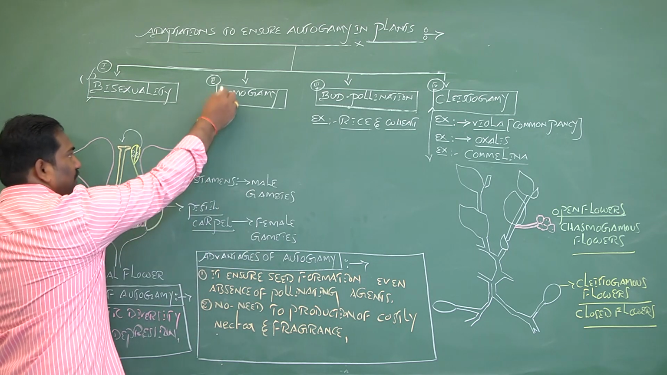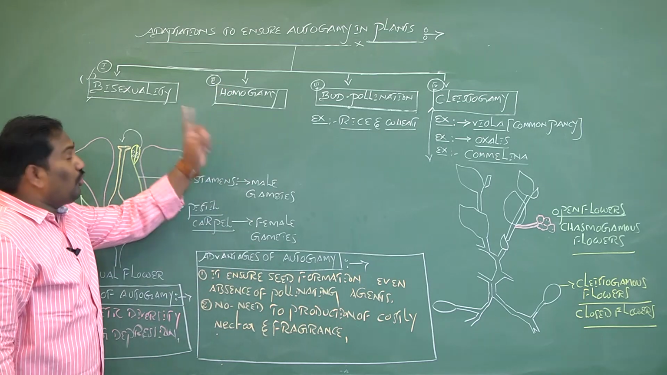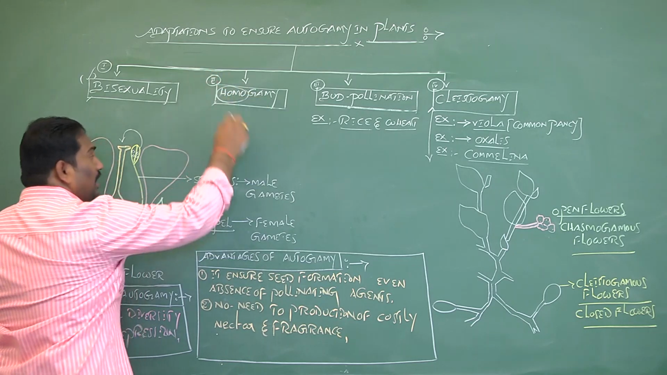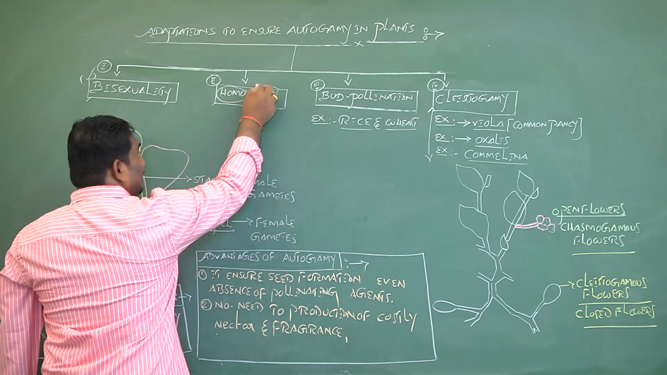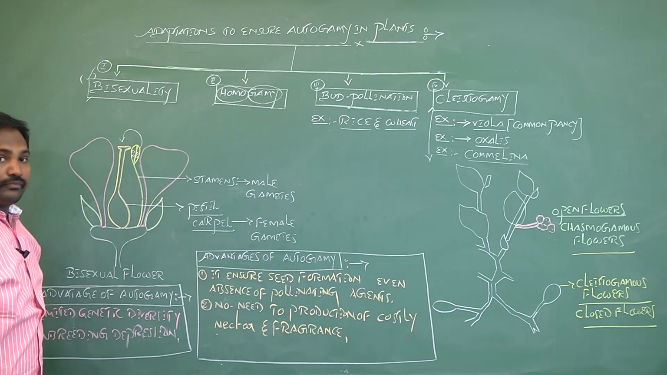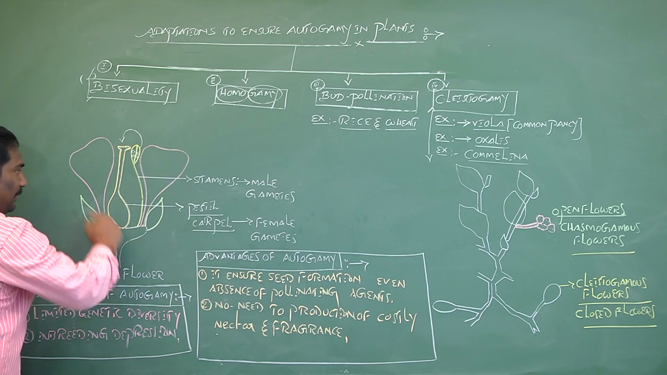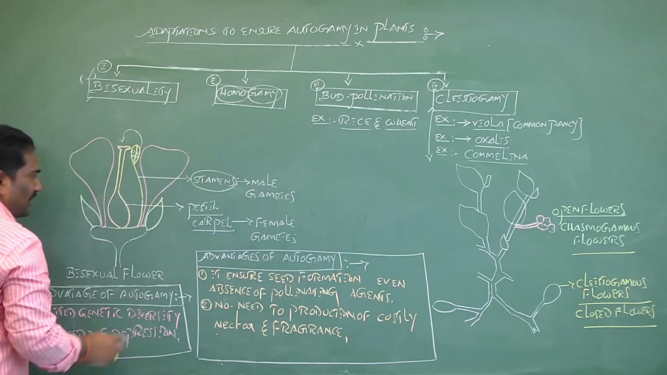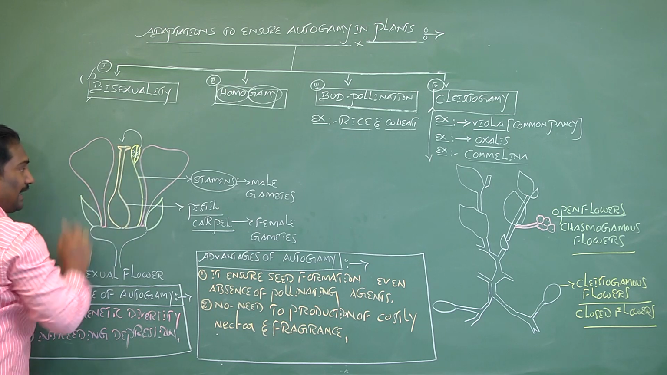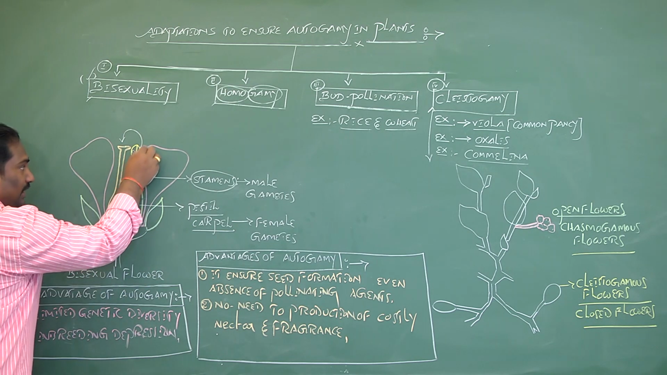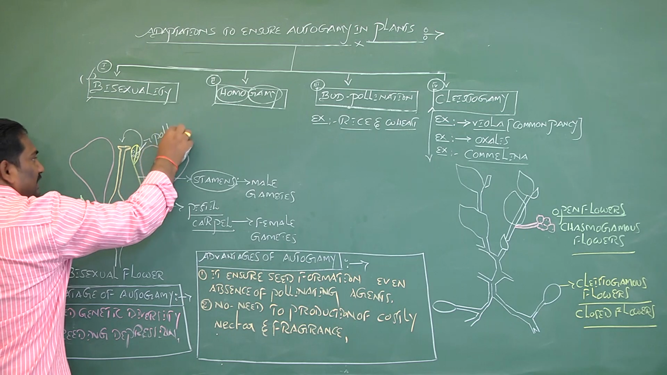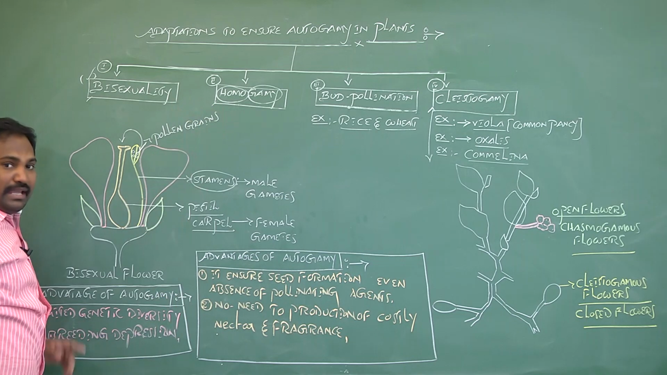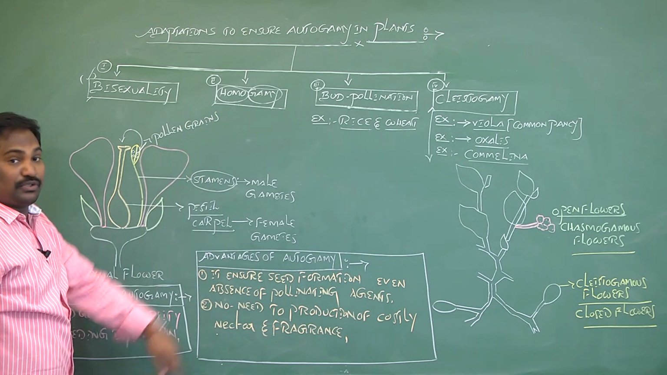The second adaptation to ensure autogamy in plants is homogamy. According to the Greek language, homo means same or similar, gamy means gametic fusion. So here, in a bisexual flower, the male sex organ is called the stamen. Each stamen has two parts, filament and anther. Inside the anther, pollen grains are produced. Pollen grains are also called microspores. Inside the pollen grains, male gametes are produced.